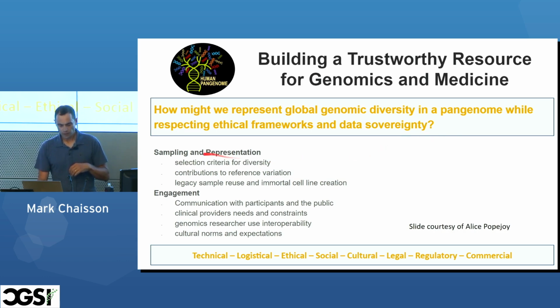Okay, so additions, categories for including individuals in the pangenome. So there's the diversity selections, but essentially going out and having a large amount of engagement with communities and making sure that people both are interested in participating in the Pangenome Consortium and that there's knowledge on how the genetic material and genetic information will be used.